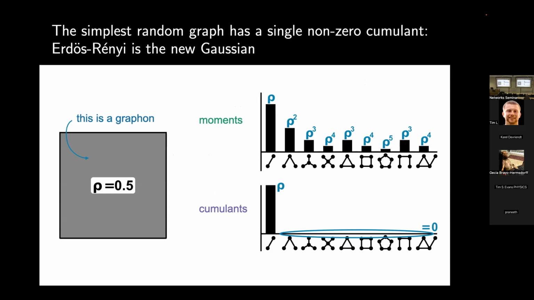So first, the simplest random model you can have, just an Erdős–Rényi graph. Here I'm just computing the moments and the cumulants of the distribution. The moments are really easy, right? It's just going to be the probability to the power of the number of edges in the subgraph, given that the edges are independent. And the cool thing is that for the cumulants, just the edge density is non-zero. All the other ones are zero, indicating really that there is no other information besides the edge density.